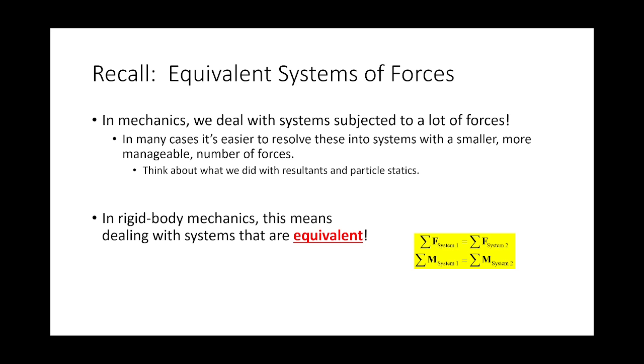So let's talk about equilibrium, and I want to recall what we did before, and explain how what we did before is different than what we're doing now. The end of topic 3 was looking at equivalent systems of forces, and basically we state that 2 systems are equivalent if the sum of forces in system 1 equals the sum of forces in system 2, and the sum of moments in system 1 equals the sum of moments in system 2.